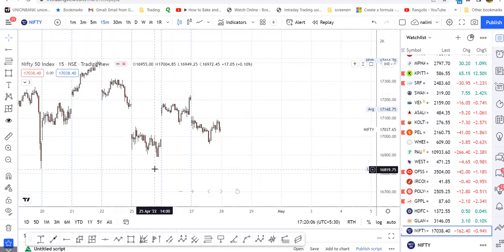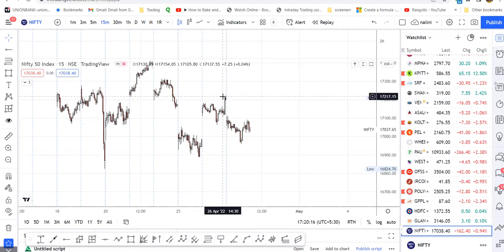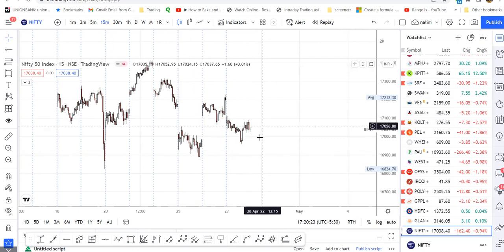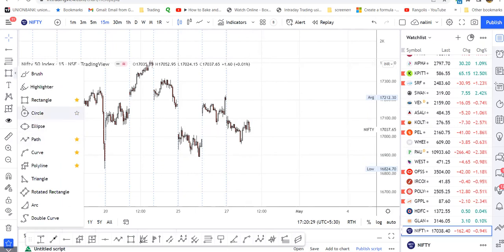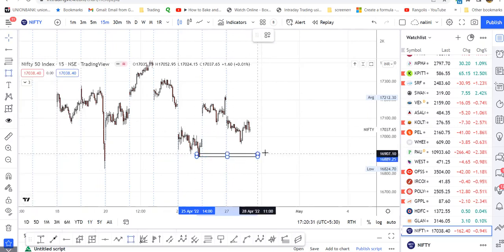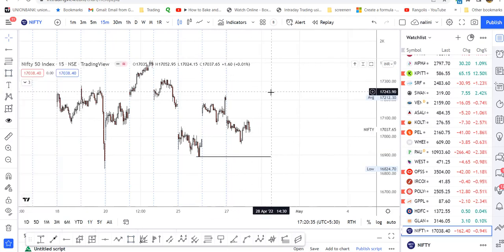You mark the swing high and swing low. This is the swing high of 3 days. So this is the swing low of this week and swing high of this week. And Nifty has traded in between that. So it is in an in-between stage. Neither has it broken this range, nor has it gone above this range.